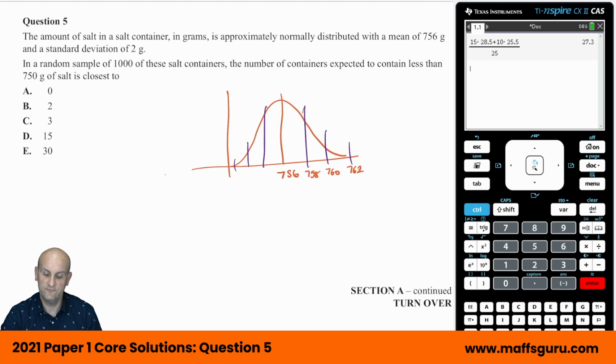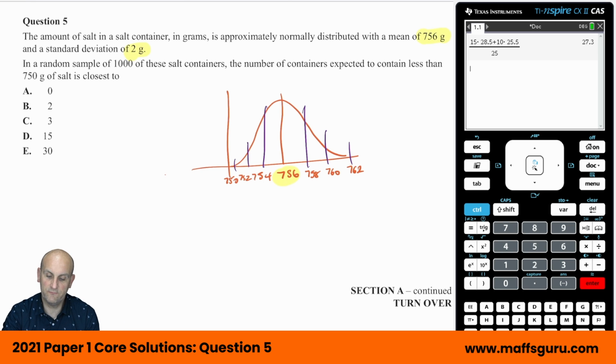So 56, 58, 60, 62, and then 754, 752, and 750. All right, I just do that as a matter of course, because we know that the mean is that middle number here, and the standard deviation just means that each of those standard deviations go up by 2.